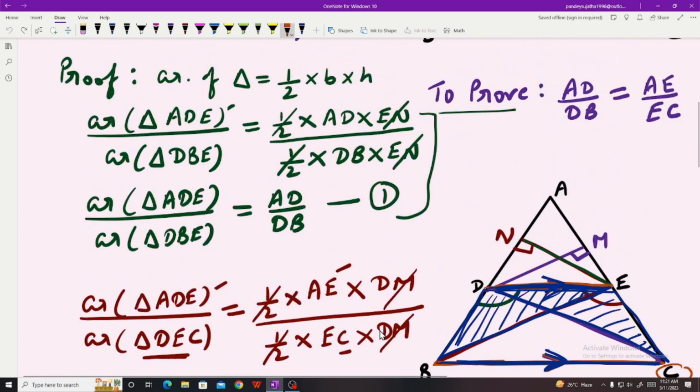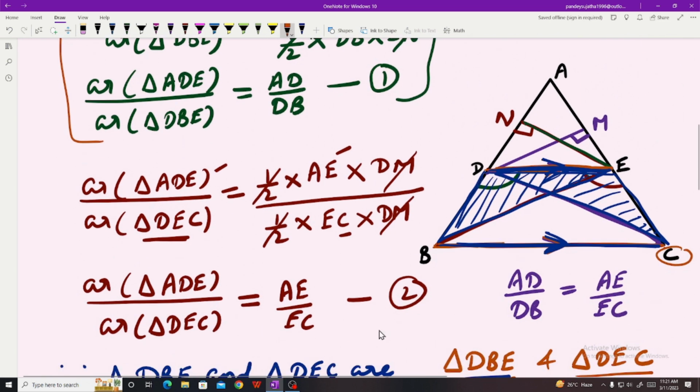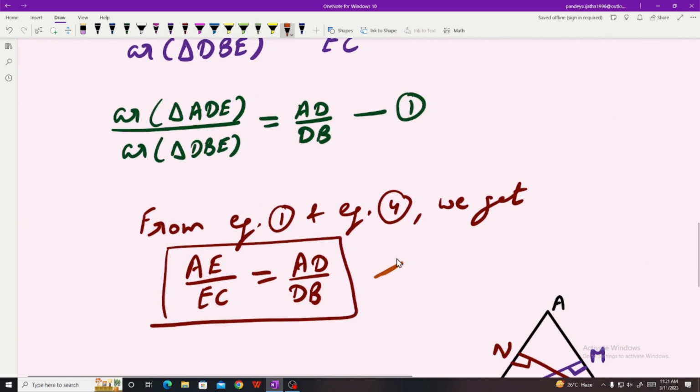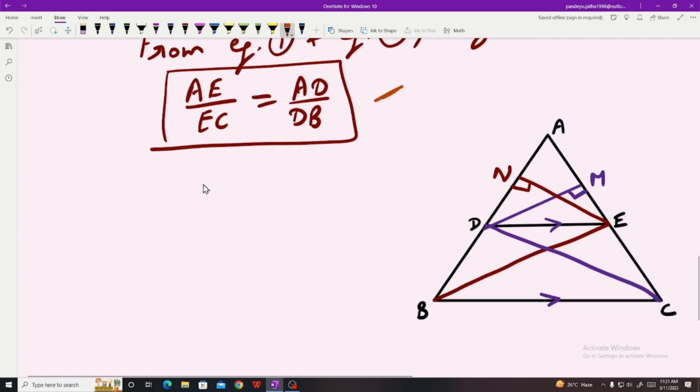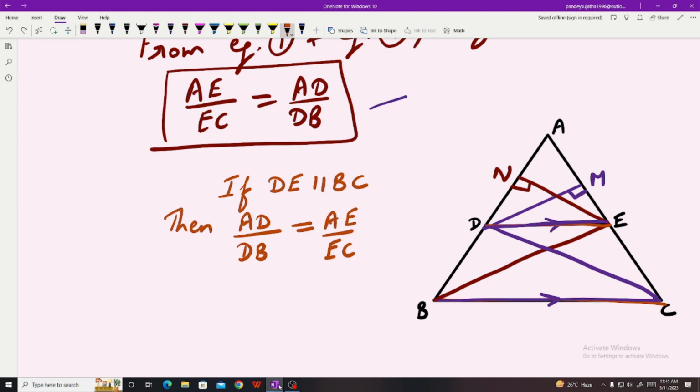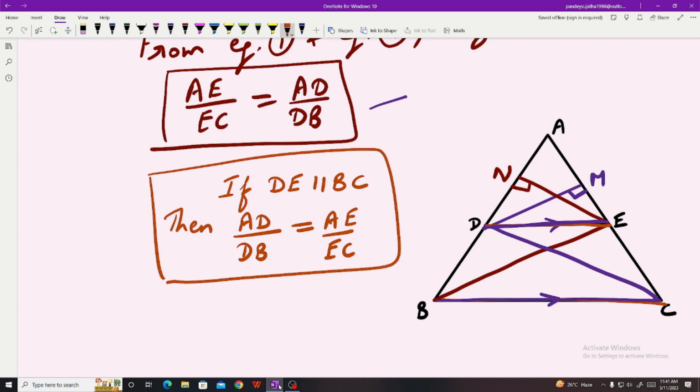So the first equation, the second equation, and the third equation are to be mentioned to prove the basic proportionality theorem, that if DE is parallel to BC, then AD upon DB will be equal to AE upon EC. So this is the BPT theorem.